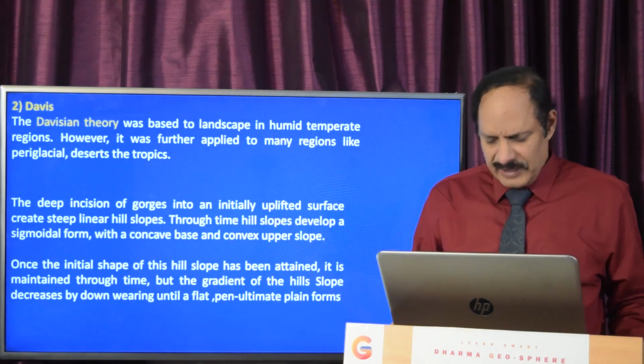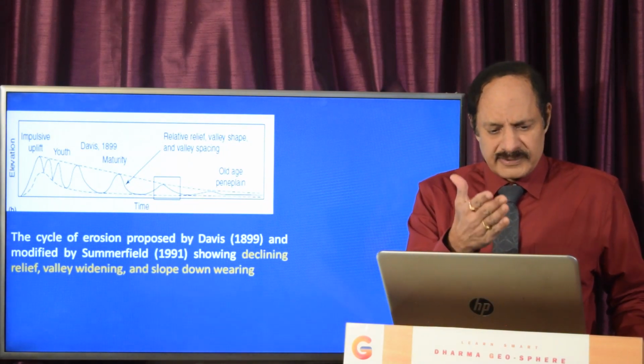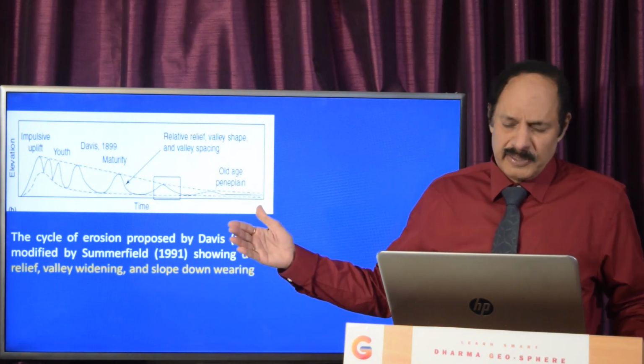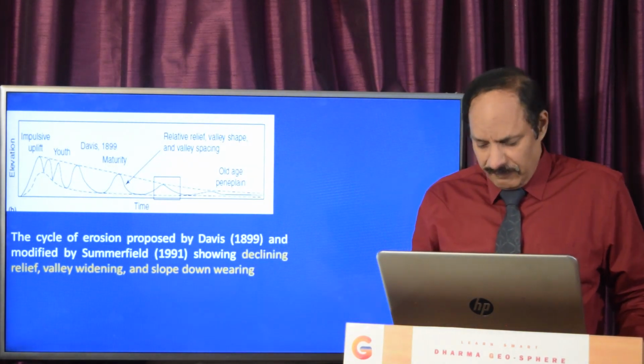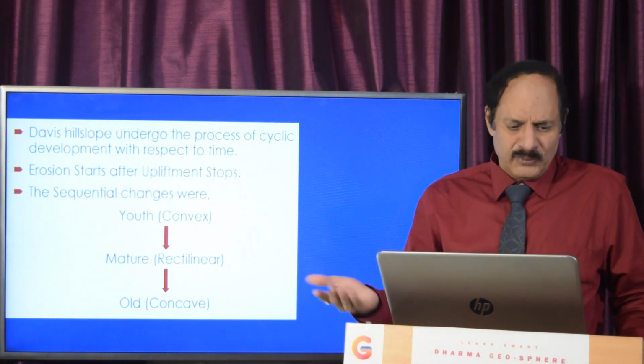Davisian theory is simple, as I have said. The youth stage is convex, the maturity stage is rectilinear, and it goes on to the old age peneplain where it becomes concave. So this is youth convex, mature rectilinear, and old is concave.